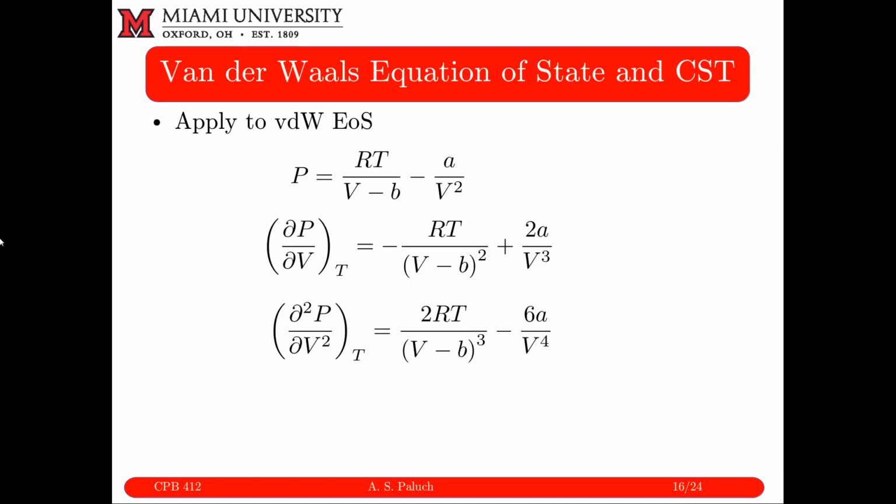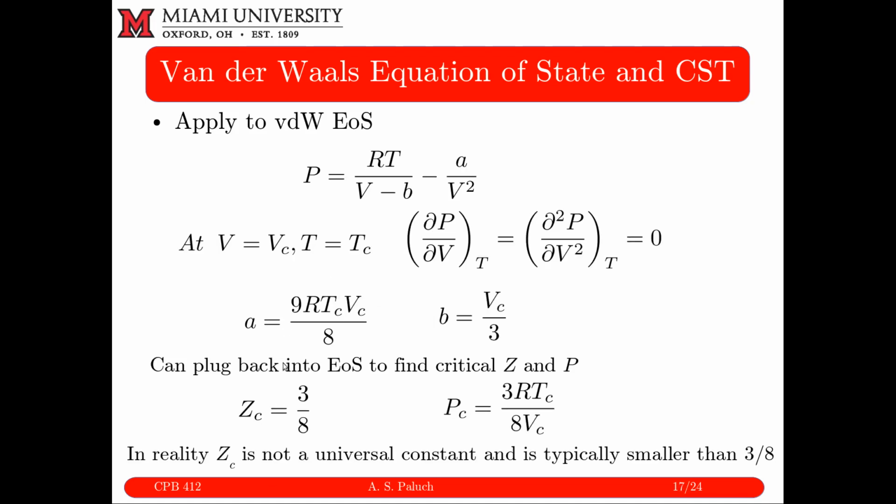So if we take that and we apply it to the van der Waals equation of state, here I have my expression explicit in P, and I'm differentiating with a constant T. Looking at my isotherm, I can compute my first derivative and second derivative. Then I can force both the first and second derivatives to be 0 at my critical temperature. If I do that, I find that A and B can be defined in terms of just critical constants.